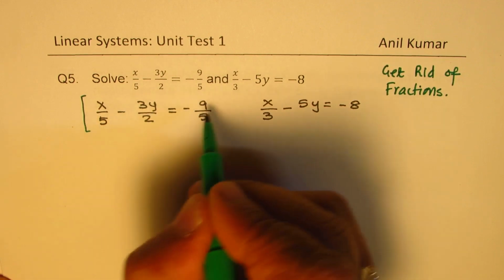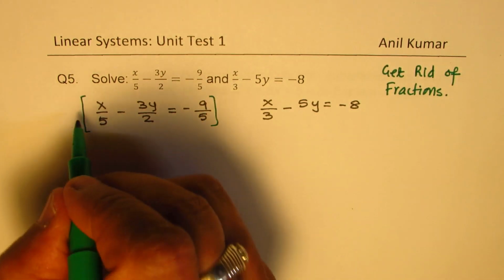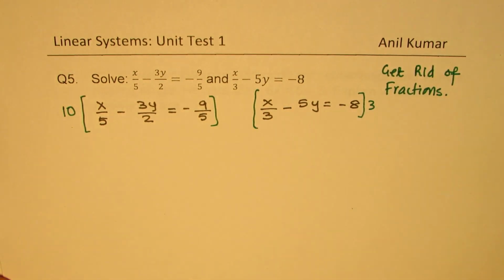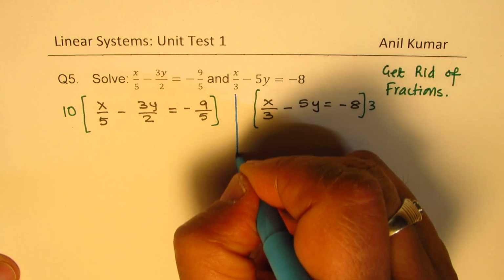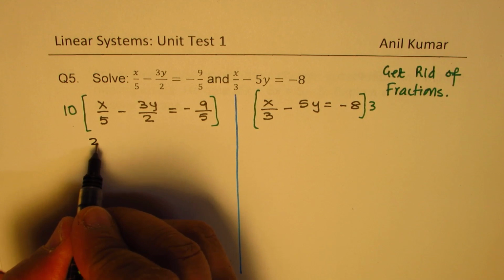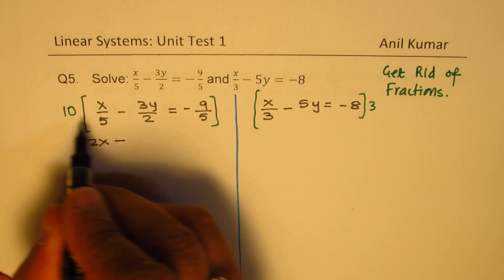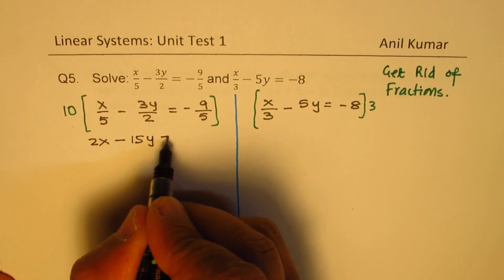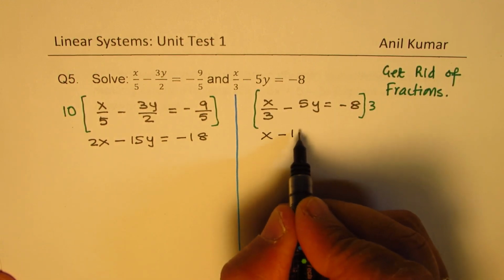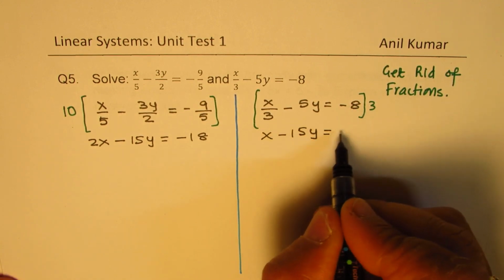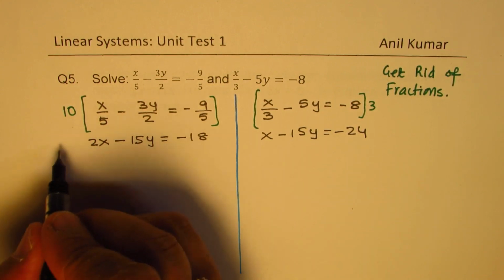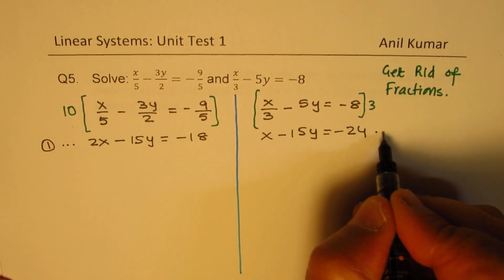So what should you do? So the whole equation which you have to multiply by a common denominator, which is 10 in this case. And here you could multiply everything by 3. Is that okay? So that is how we are going to get rid of fractions. So we get here, when you multiply by 10, you get 2x minus 15y equals to minus 18, right? And on this side, you get x minus 15y equals to 3 times 8, which is minus 24. Is that clear to you? So we get our new equations. Let's call them equation number 1 and equation number 2.